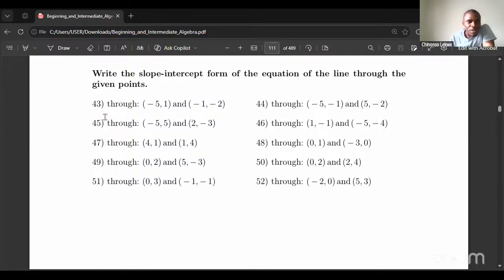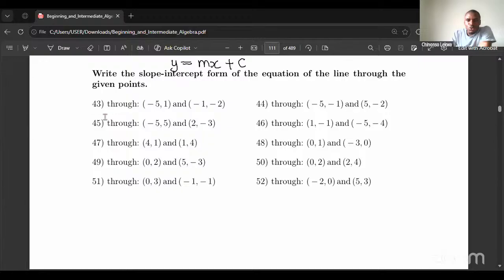In this case, we are asked to write the slope-intercept form of the equation of the line that passes through the given points. It's very similar to the previous set of questions, but in this case we're not dealing with the point-slope form, but the slope-intercept form. To do that, we need to recall what our slope-intercept form is, which most of our participants should know by now: y is equal to mx plus c.